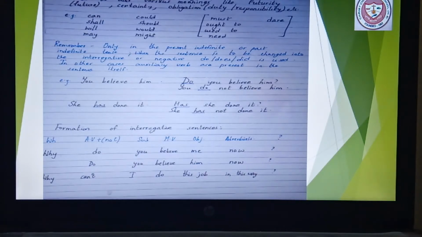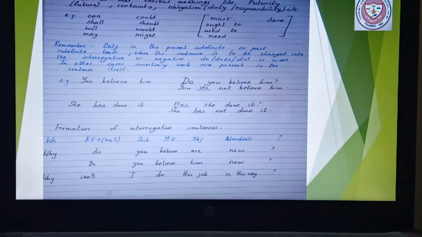Now what are modal auxiliaries? Modal auxiliaries forego, that is precede. Precede means come before. They come before the main verb to add various meanings. The meanings can be futurity, that means something that depicts the future, or certainty, and obligation. What is an obligation? It's a duty or responsibility. It shows your duty and responsibility, shows your obligation.